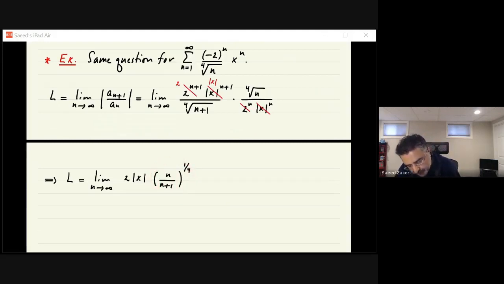So in the end, I get 2 absolute value of x. That's my L. And now, depending on what x is, L is less than 1 or bigger than 1 or equal to 1. So if I want this to be less than 1.